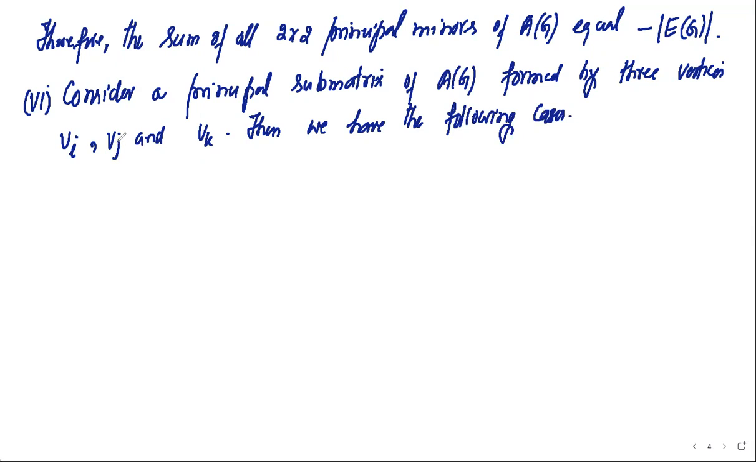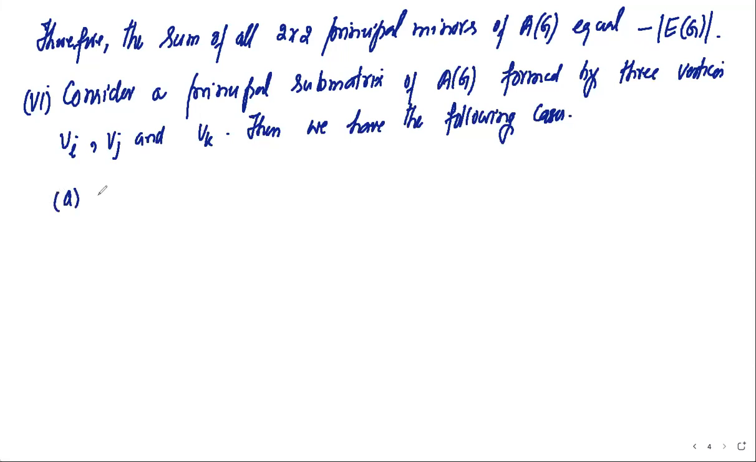Now we will look at the subgraph induced by these 3 vertices Vi, Vj, and Vk. Either the induced subgraph is a connected graph or it is a disconnected graph. So keeping that in mind, we will take the following cases.